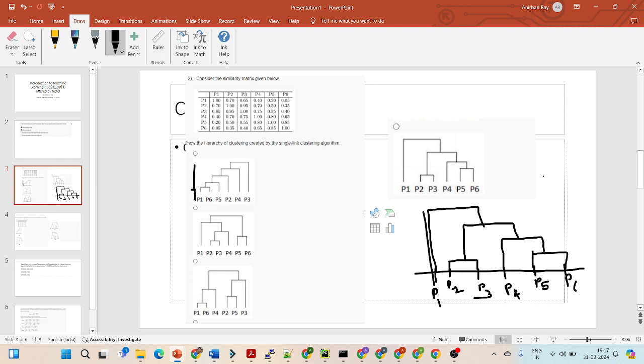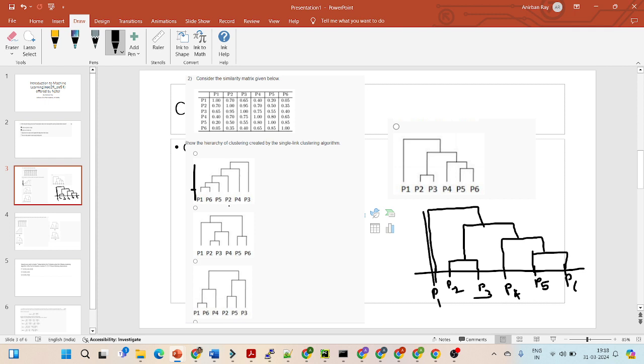Any doubt? On the x-axis right now, P1, P2, P3, P4, P5, P6 are given in serial order. In all the graphs of the single link clustering algorithm, will it always have to be P1, P2, P3, P4, P5, P6 on the x-axis in that serial order, or can it be different? It can be different as well.